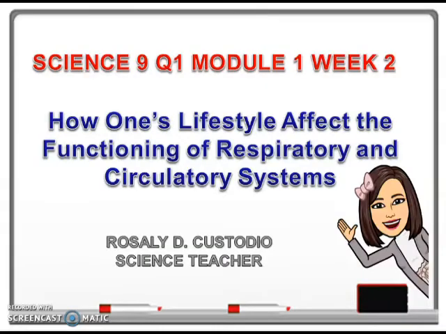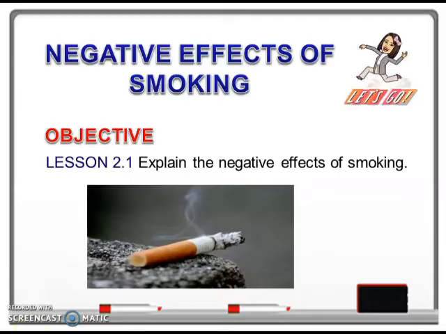Week 2. How one's lifestyle affects the functioning of respiratory and circulatory systems. You will find out in this lesson the negative effects of cigarette smoking, how it damages the respiratory system and other parts. Long-term use or exposure to cigarettes increases the risk of acquiring respiratory-related diseases. You will be able to compare a healthy lung from an unhealthy lung of a smoker. You will be determining different kinds of diseases and their underlying symptoms that affect the respiratory system and circulatory system.